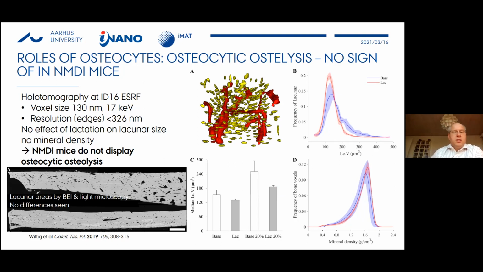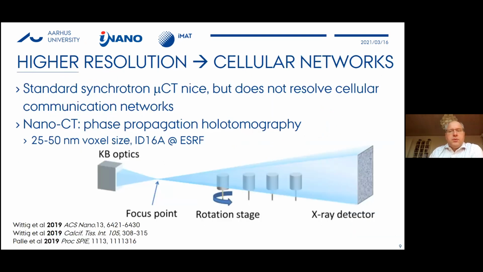So this indicates that NMDI mice do not display osteocytic osteolysis, which makes us wonder how general this biological property that has been proposed of osteocyte is. We simply do not know yet. So this is nice, but it doesn't really allow us to provide information of how cells communicate within this cellular network. So for that, we need higher resolution.